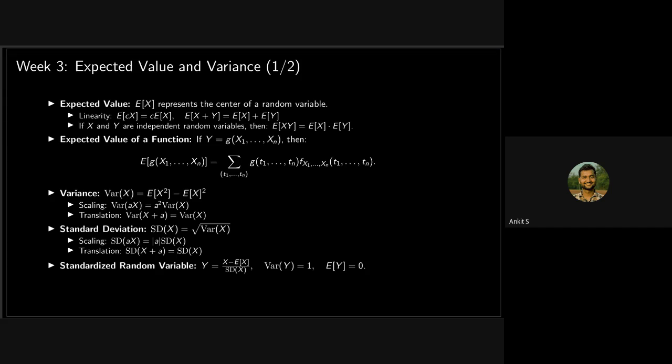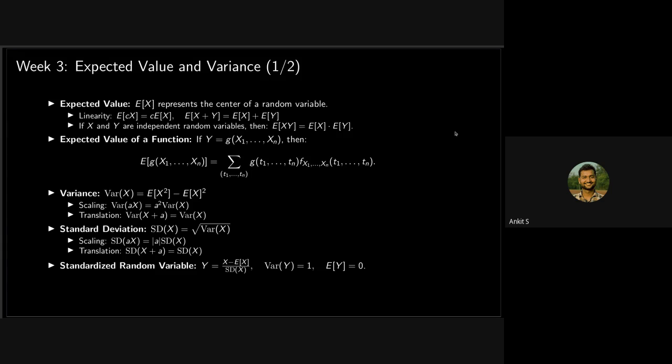Okay, so we started week 3 with the main concept being expected value and related properties. So what is expected value? It represents the center of a random variable, right? And it is related to mean. It is essentially the mean that you have been studying from previous classes. But here we learned about some new properties of expected value.